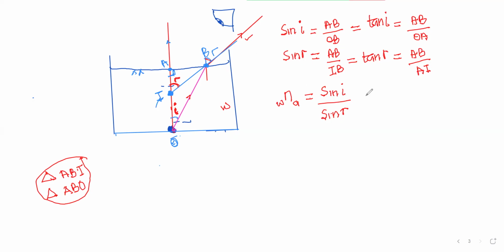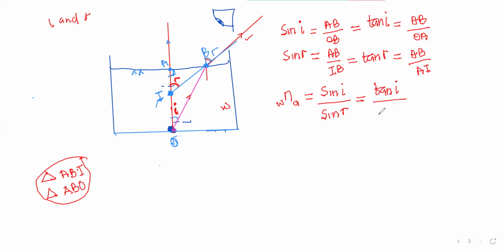Are we okay here? So now, by small angles approximation, what we call normal incidence, the angles I and R are considered to be very, very small. If I and R are very small, then it means that sine I would also be equal to tan I.